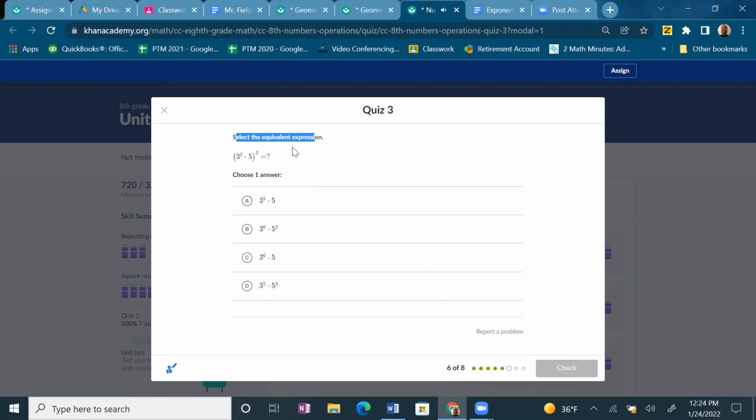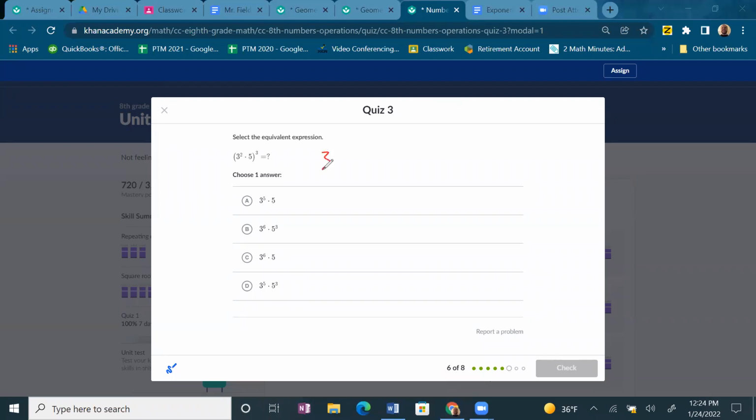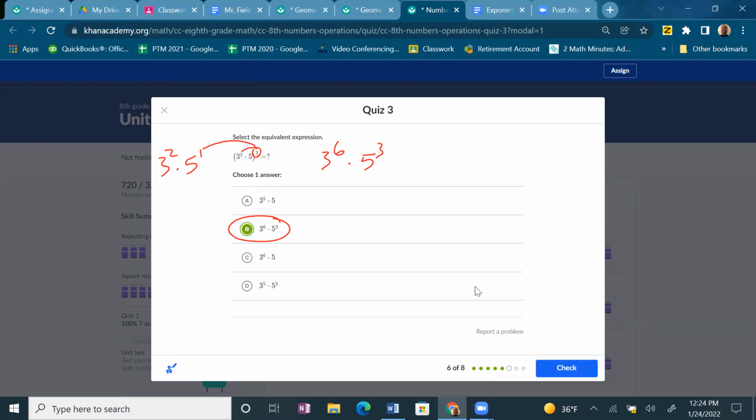Select the equivalent expression. Okay. So this is using the power to a power rule. So we're going to take that 3 and multiply it by the 2, which makes 6. And 5 actually has a 1 that is just not written. So we're multiplying the 3 times that 1, which is 3. And so an equivalent expression would be right here. Power to a power rule.